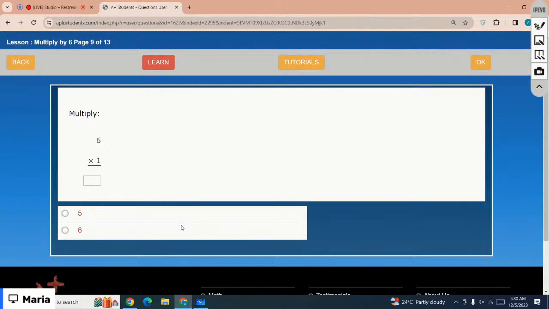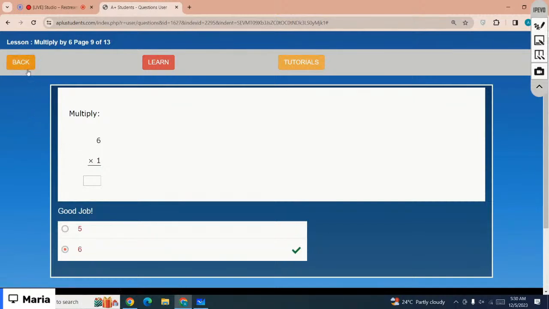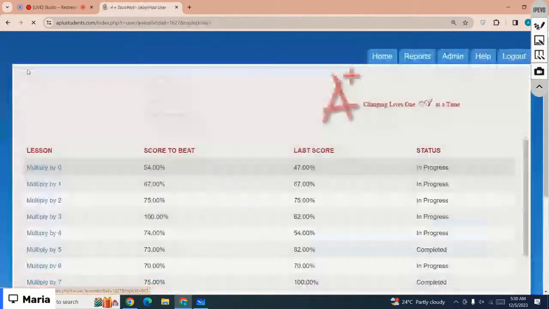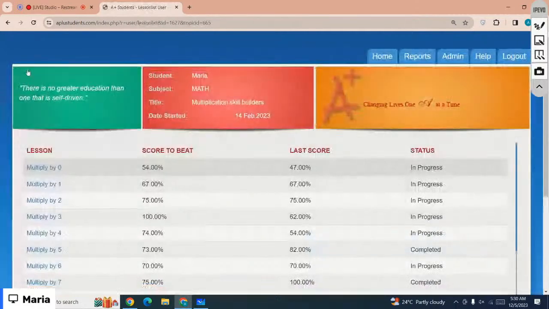Okay, you can complete the lesson by yourself later today. Let's just move on to the next one. The next one is multiply by 7. The next lesson is multiply by 7. Let's just start with the lesson.